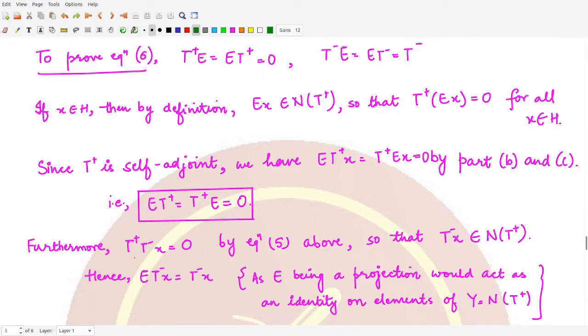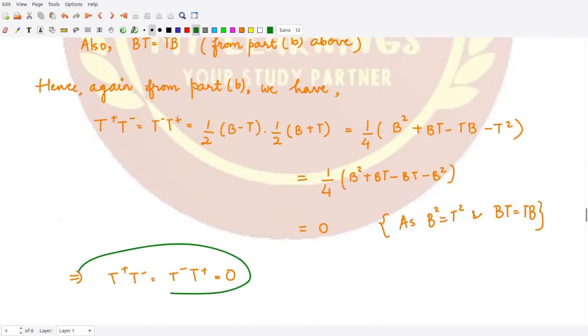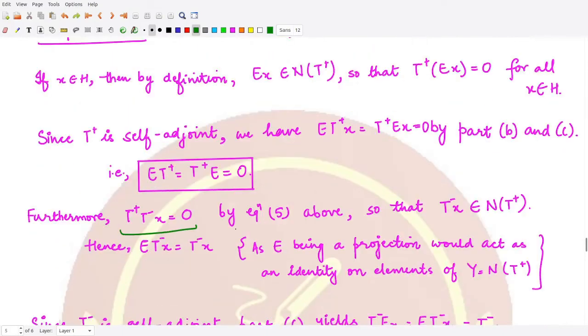Moreover, we know T positive of T negative of x is equal to 0. This we have just proved in the previous part. So according to equation 5, T positive of T negative of x is equal to 0. If that is so, this element is nothing but a member of the null space of the T positive operator, according to the definition.